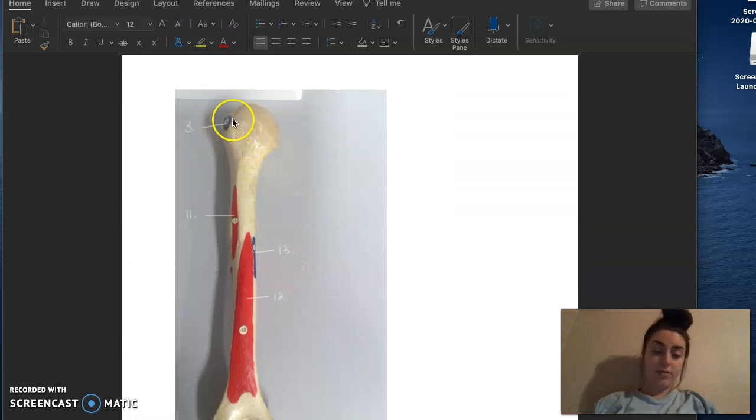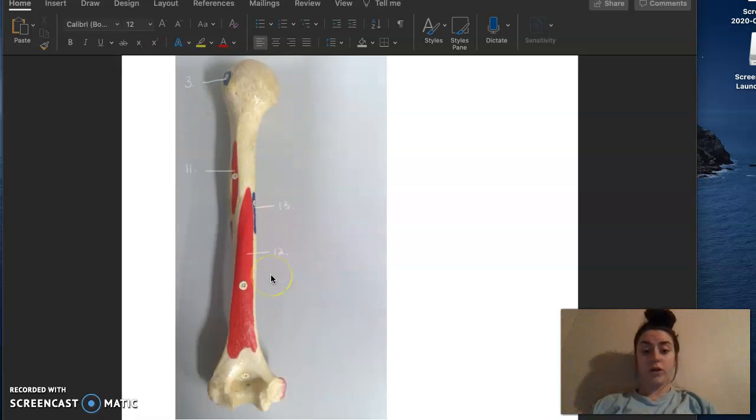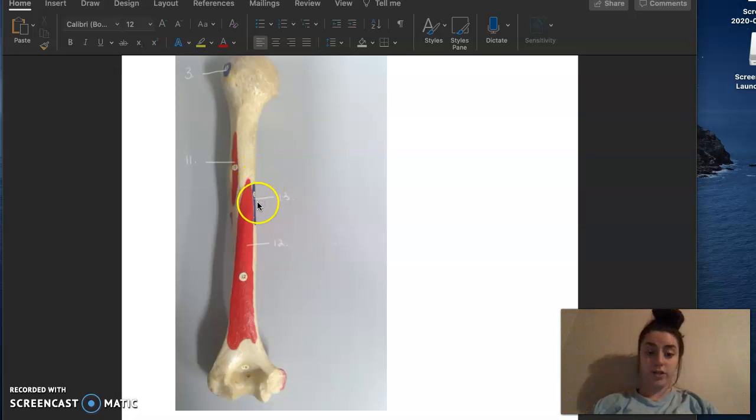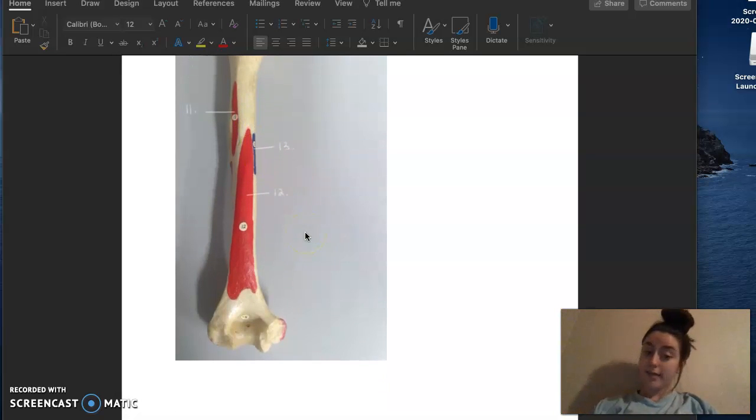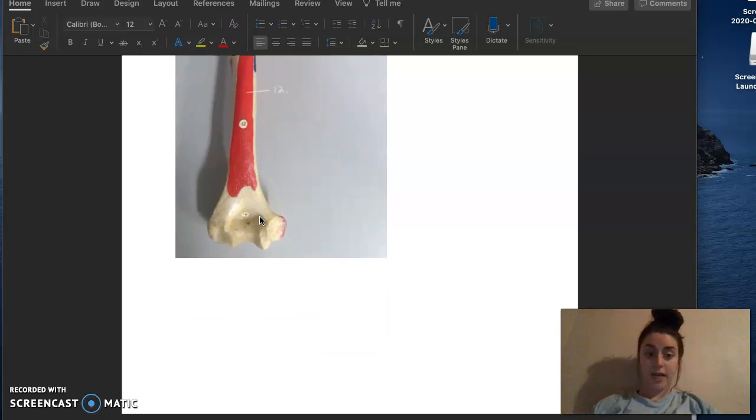Okay, right at 3, we've got where the teres minor would insert. At 11, we have the lateral head of the triceps brachii originating. Number 13 is where the coracobrachialis would insert. And lastly, number 12 is where the medial head of the triceps brachii would originate. And I think that is it.